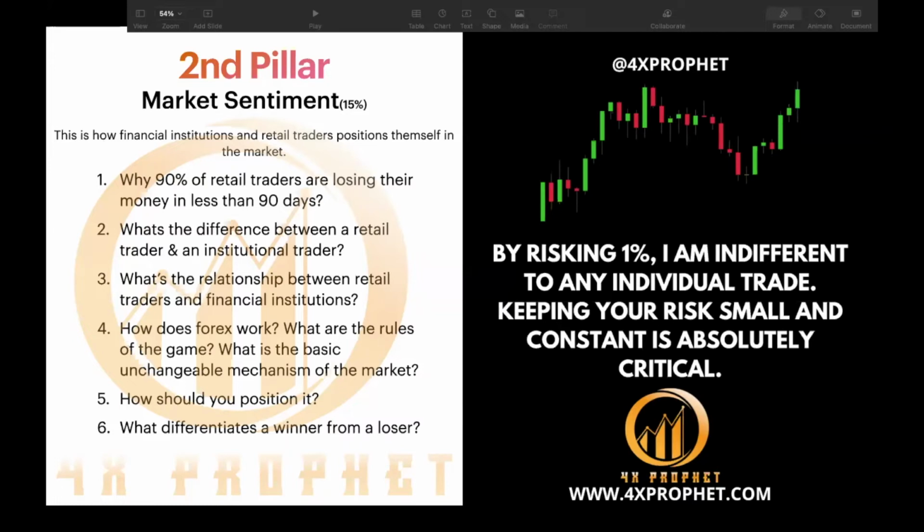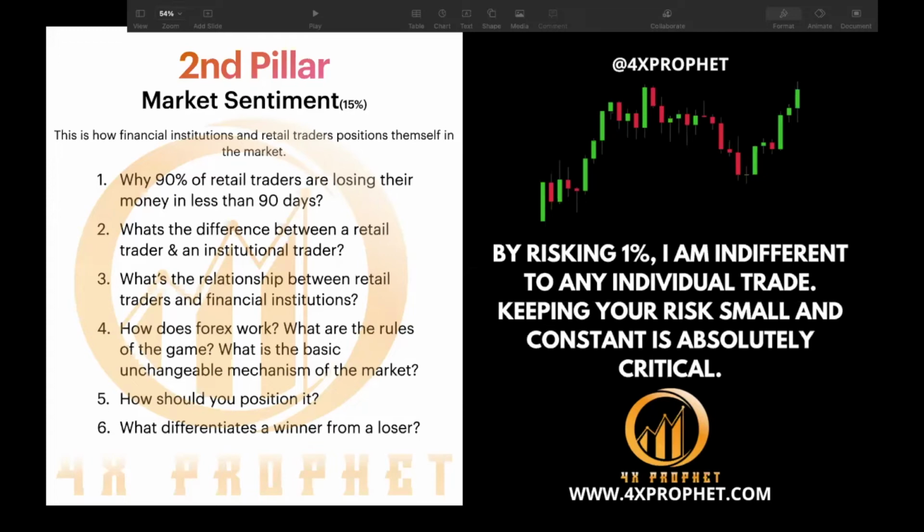The third thing is you need to understand the relationship between retail traders and financial institutions. That is super important. I hope everyone screenshots this. If you're writing it down, let me know, just so I know before switching to the next slide.